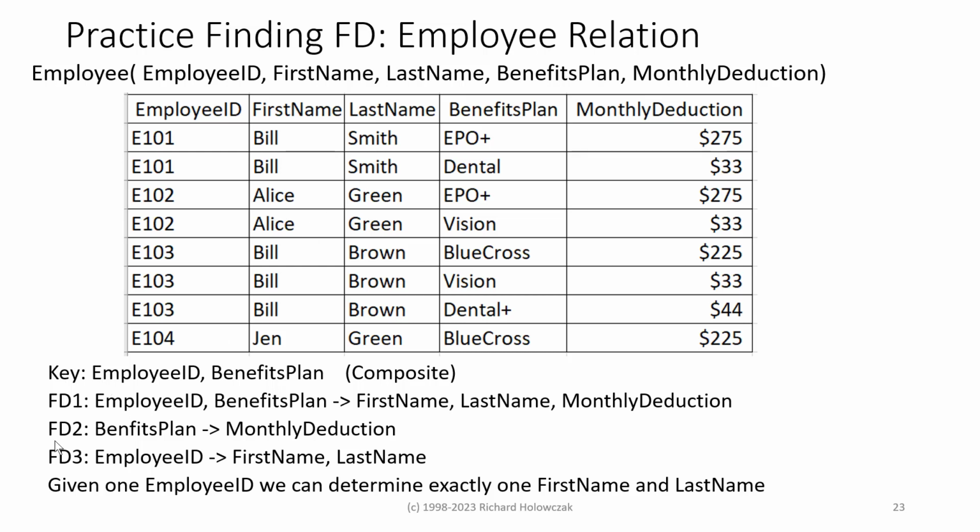So I think we have it all. We've identified the key, employee ID and benefits plan. That immediately allowed us to write out the first functional dependency. Employee ID, benefits plan determines first name, last name, and monthly deduction. We saw that benefits plan by itself gives us the monthly deduction, and employee ID by itself gives us the first and last name.